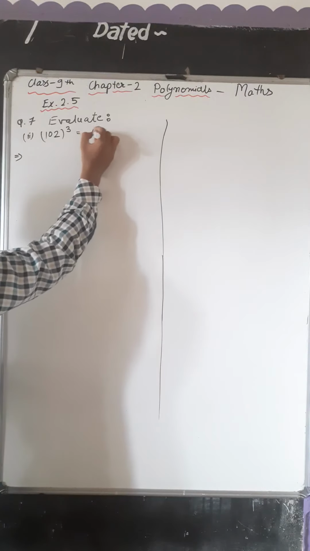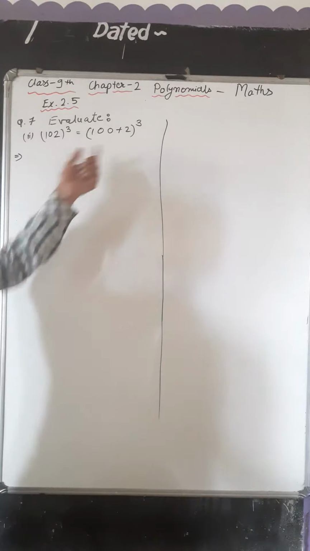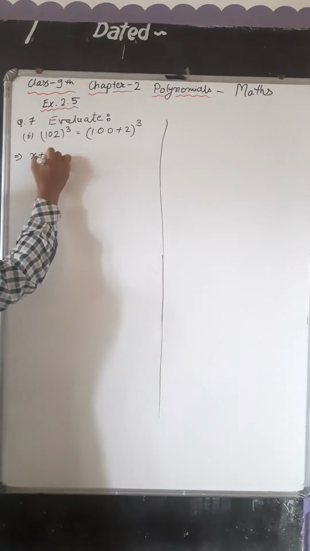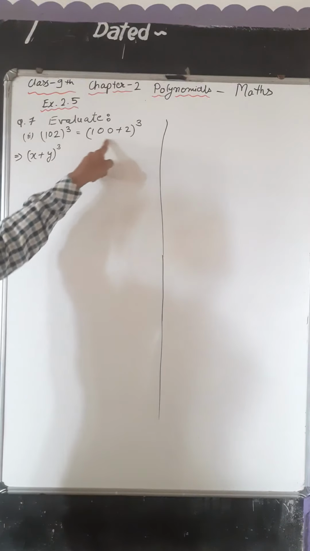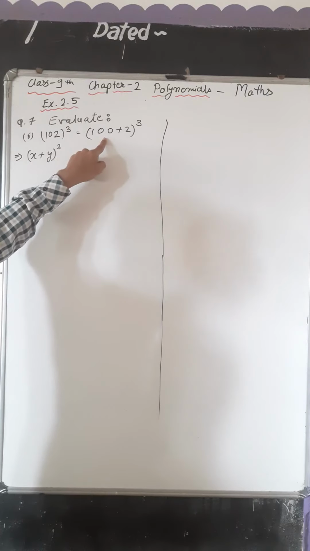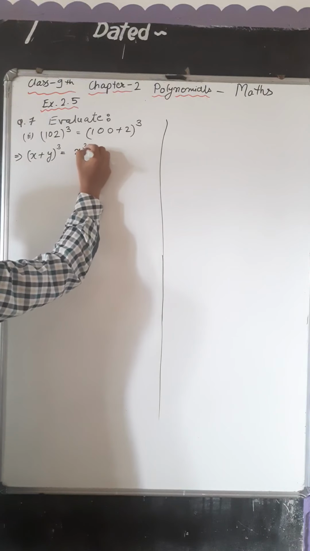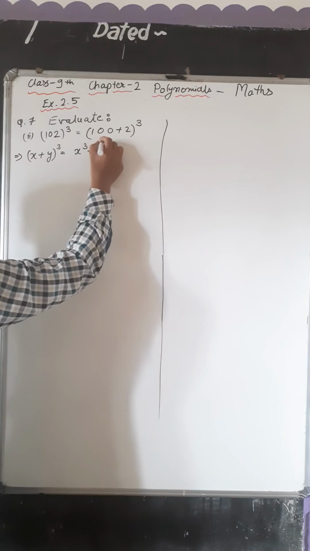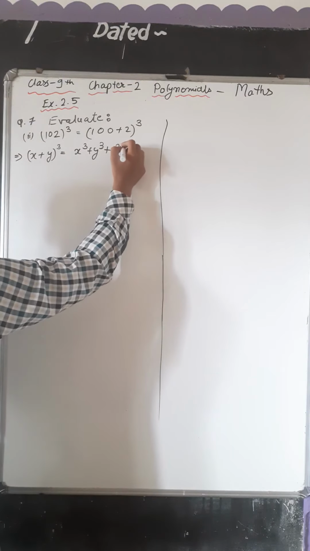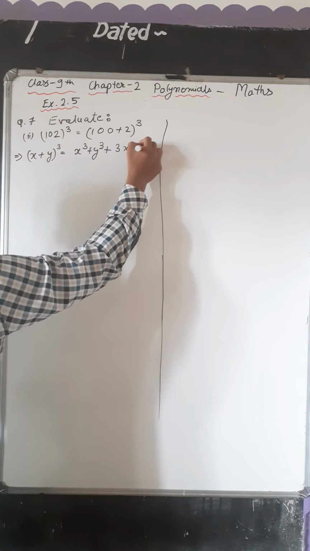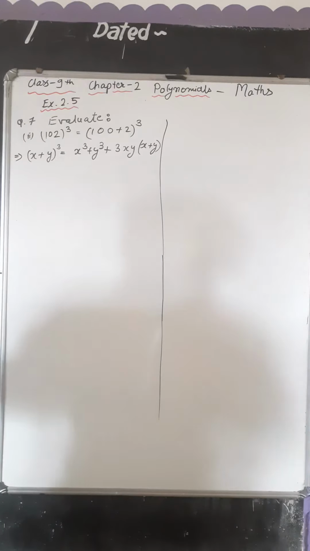This 102 can be written as (100 plus 2) cube, and this is the form of (x plus y) whole cube. Let x be 100 and y be 2. Then your identity is y cube plus x cube and 3xy into (x plus y). This is the result of the identity. Let's apply it.